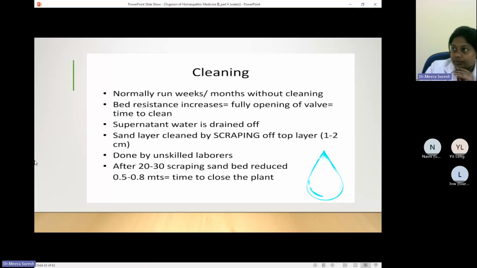And why you need to learn this is because, as I told earlier, in the rapid sand filter all of this is going to be very different.